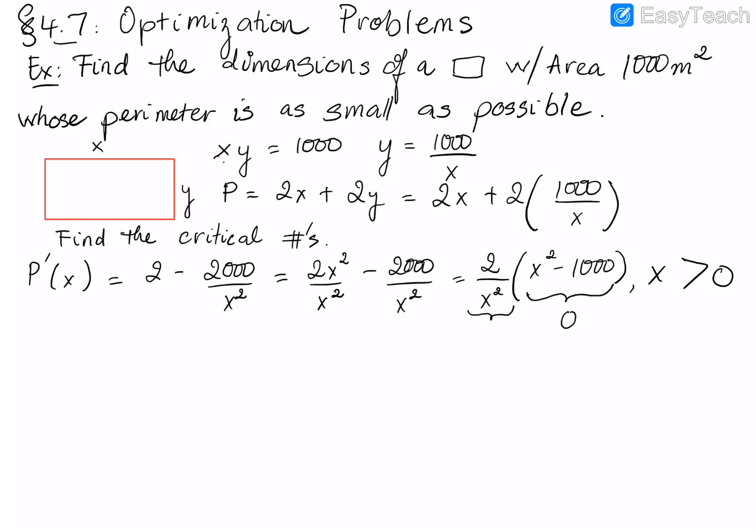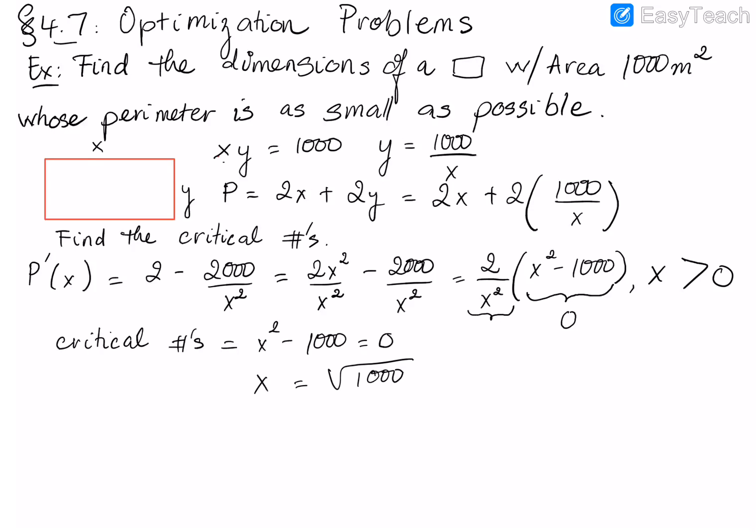So the only critical number that we have is going to be, if I take x squared minus 1,000 and set it equal to 0, x is going to be the square root of 1,000. Of course, we don't want negative square root of 1,000 because, like I mentioned earlier, x has to be positive. So that's the critical number.